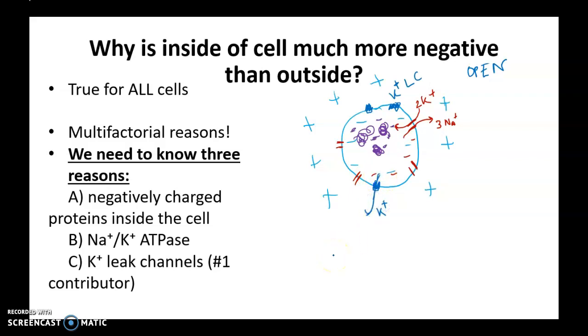And as potassium moves out, are we losing positive charge? Yes, that contributes to the negativity inside the cell. Remember one thing, leaking of potassium to the extracellular environment is the number one contributor for the inside of the cell being so negative. So this is the most important, very important. Okay.